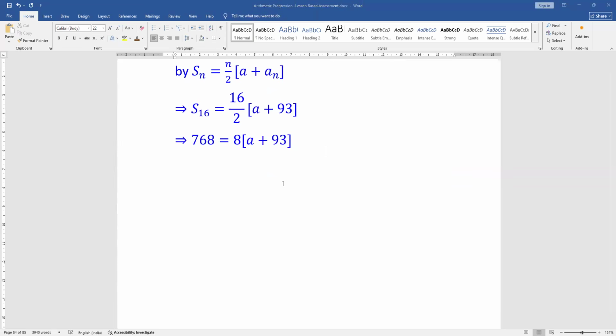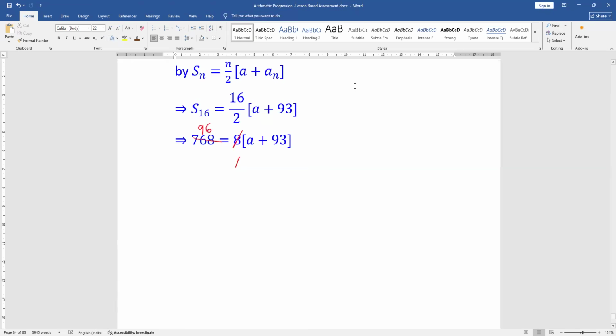Okay. Now what you can do is divide 768 by 8. So here you can do like this: 8 nines are 72. Then 4, 8. So 48 means 8 sixes are 48.